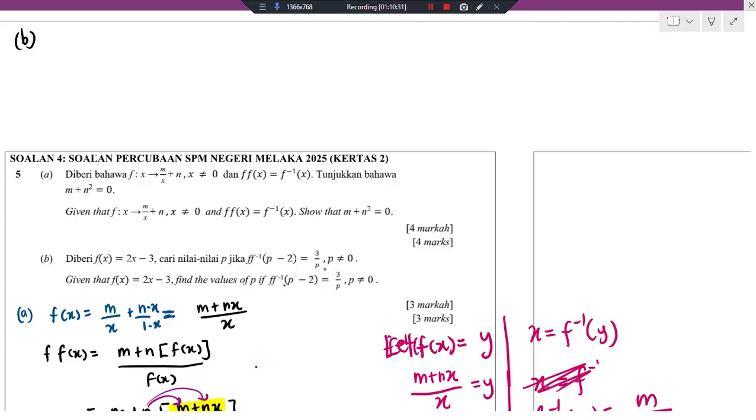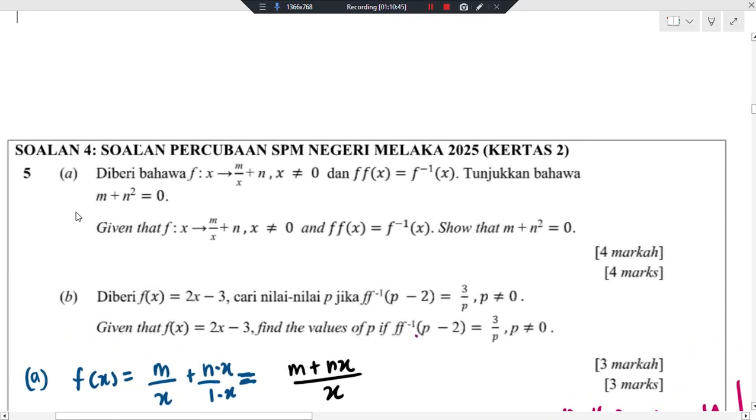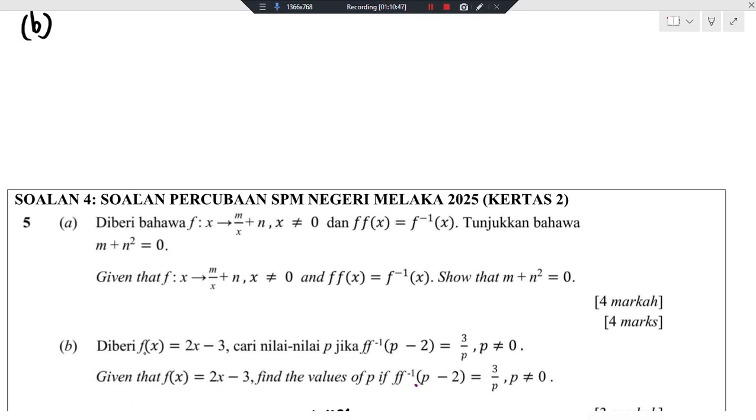Dia bagi fx, betul tak? Tapi f dengan f inverse, Alisa, what does it mean? F dengan f inverse. Alisa? Yes, sir. F inverse tu apa dia? Tadi kita dah cakap kan pasal ni. F dengan F inverse, they will cancel each other, leaving the X again, right?